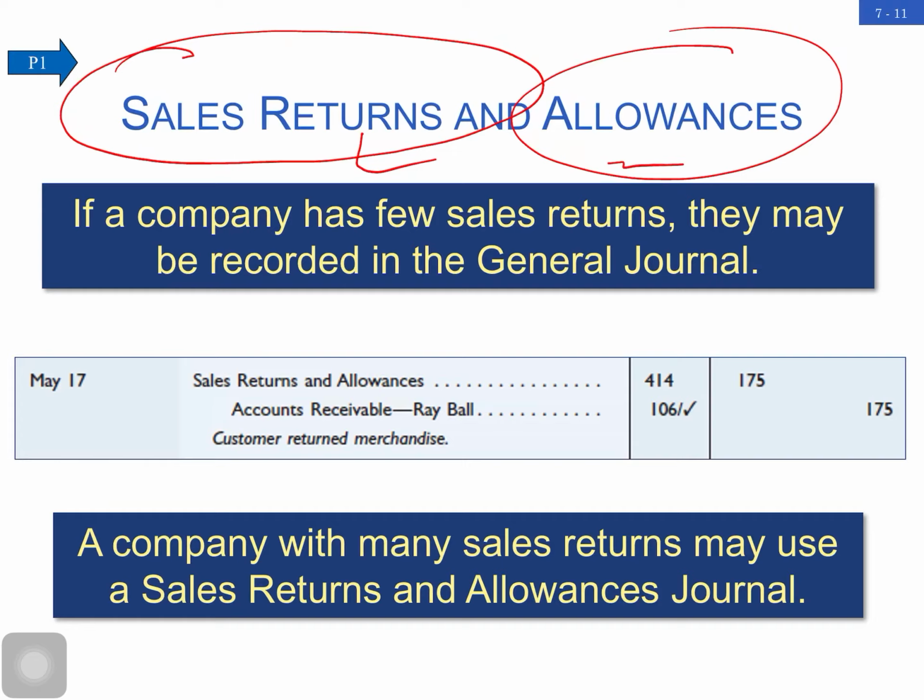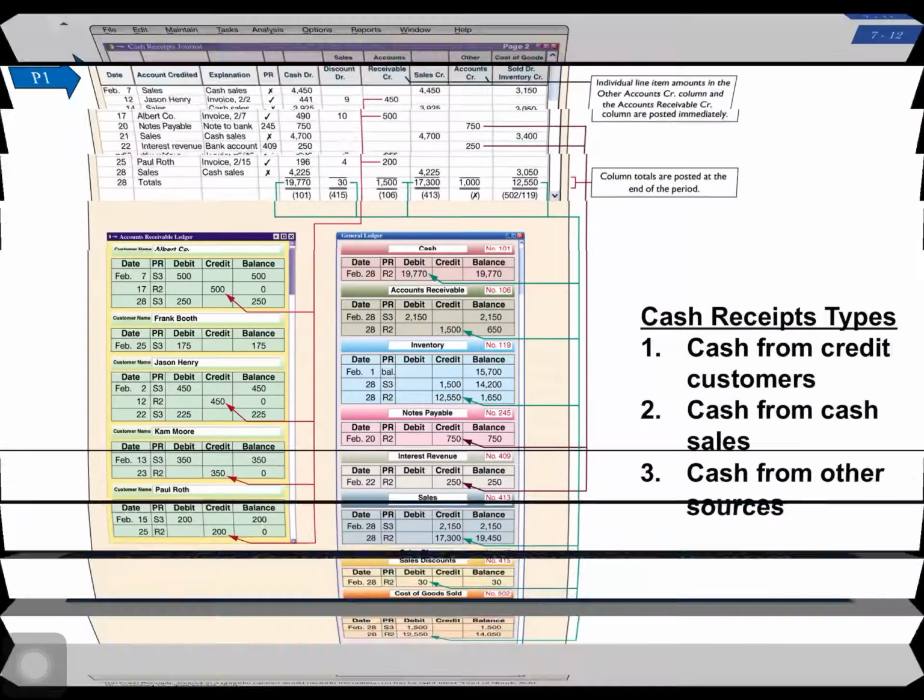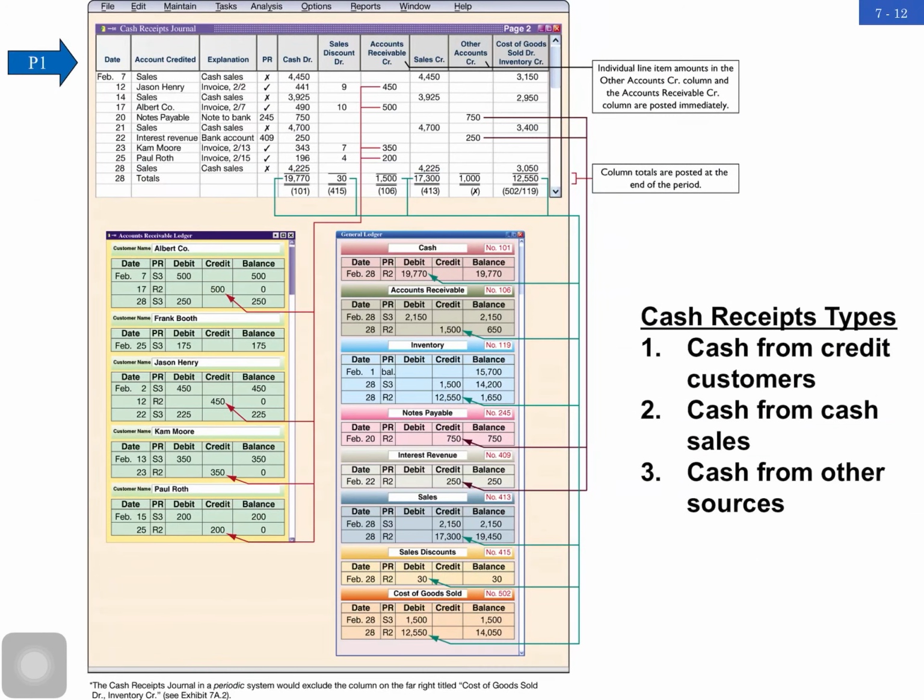But if sales returns and allowances only happen once a month, meaning it rarely happens, you don't need to make a special journal for them. You just record sales returns and allowances in the general journal. Okay, this is the deeper explanation about the special journals. So we're going to start from the cash receipt journal.